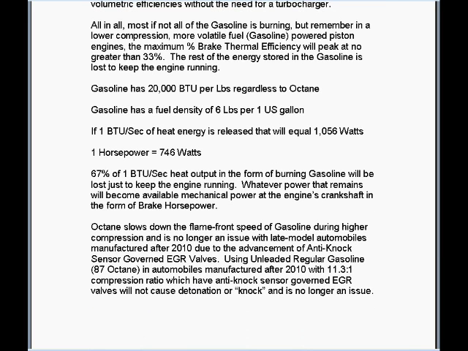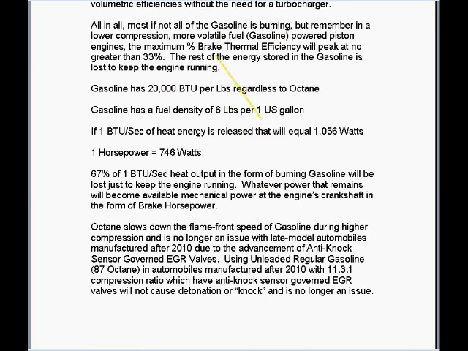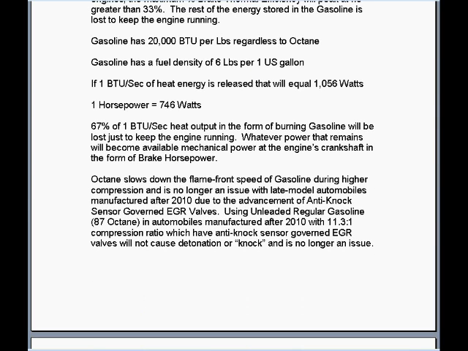All in all, most if not all of the gasoline is burning, but remember, in a lower compression piston engine that's gasoline and 4-stroke, more volatile fuel, gasoline, is powering the engine, and the maximum percent brake thermal efficiency will peak at no greater than 33%. The rest of the energy stored in the gasoline is lost to keep the engine running.